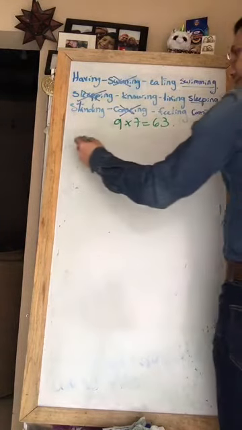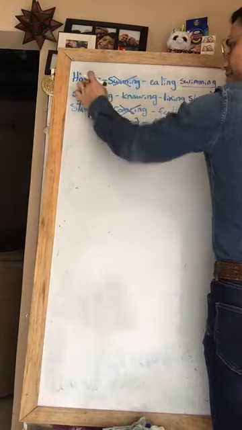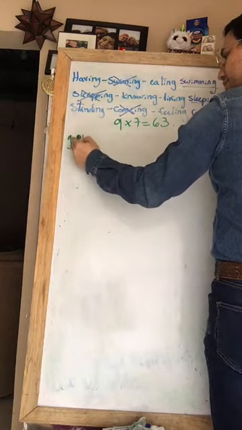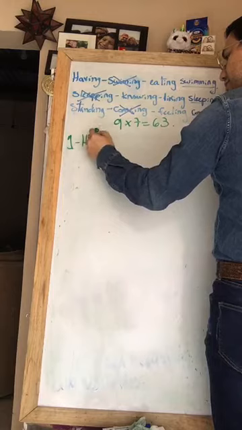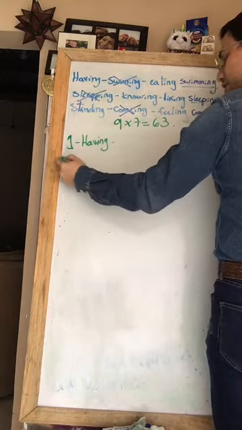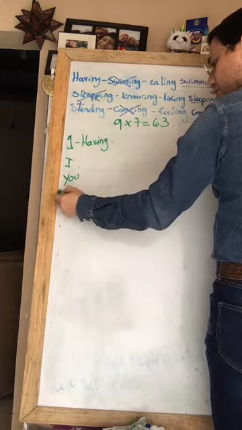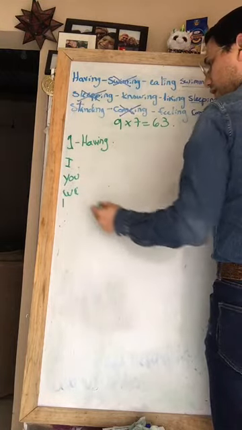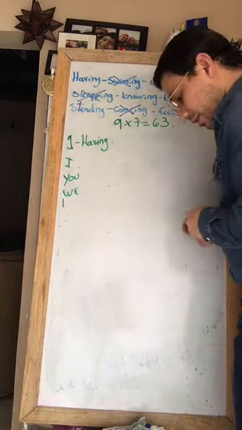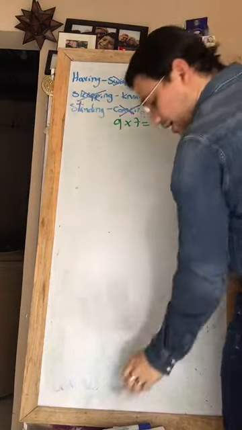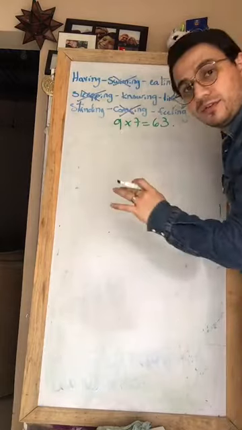So we have in here, we're gonna make the first set with having. We're gonna write one, having, and then we start I, you, we. Oh, I'm gonna write you a formula just in case you wanna add the negative form into it.